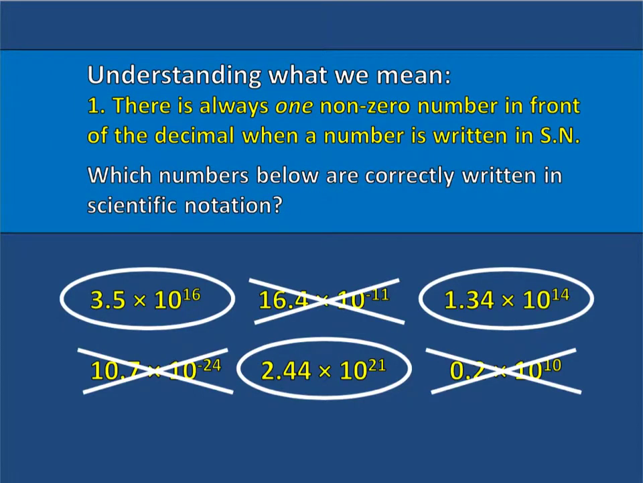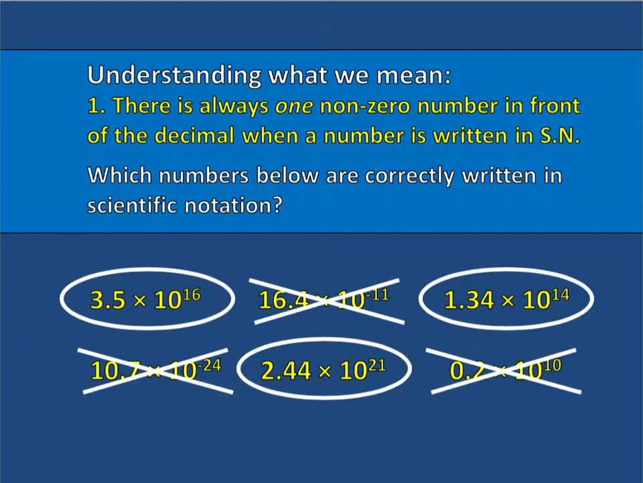Okay, there is an example on your note sheet, and it says circle the numbers that are correctly written in scientific notation and place an X over the numbers that are not. So I've circled 3.5 times 10 to the 16, 2.44 times 10 to the 21, and 1.34 times 10 to the 14. All of those are correct because the number in front of the decimal is a non-zero number and there's just one of them, and everything's written raised to the power of a whole number. So 10 to the 16, 10 to the 21, 10 to the 14. So you should have these circled in your notes now.